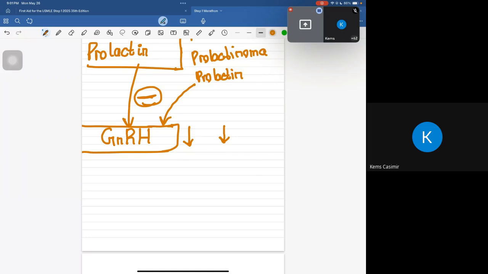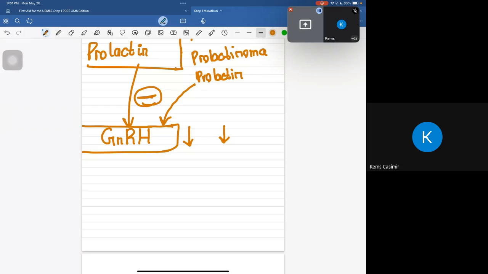Remember, this is very important. This is very, very high yield. There are going to be a lot of questions on this in your exam, so keep it in mind. This relationship is a bit difficult, but it is very worth it. The patient is going to have a decreased amount of GnRH secretion whenever the patient has an increased amount of prolactin.